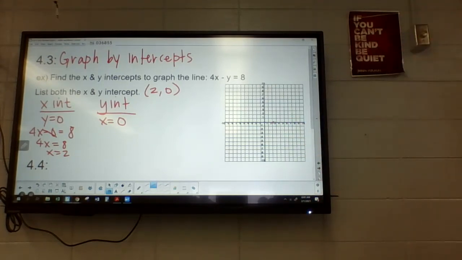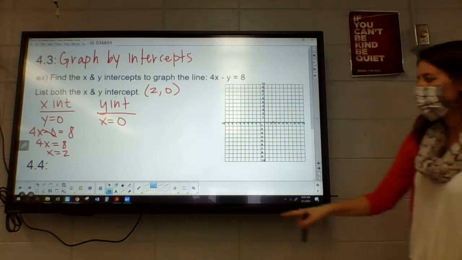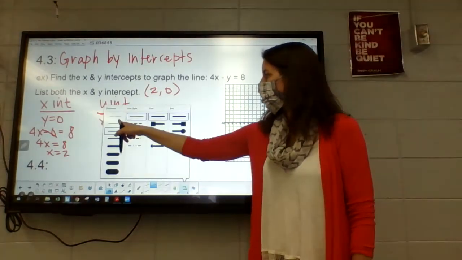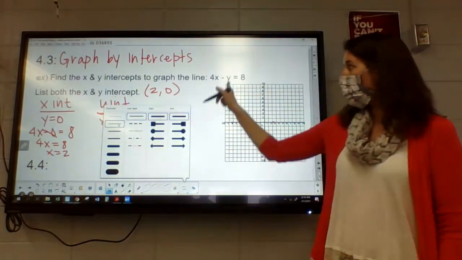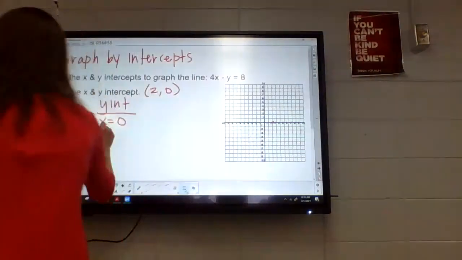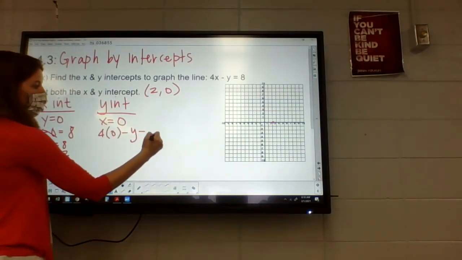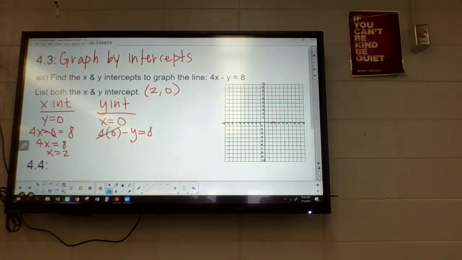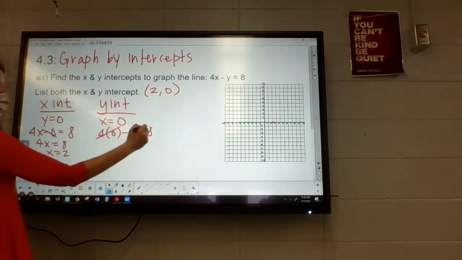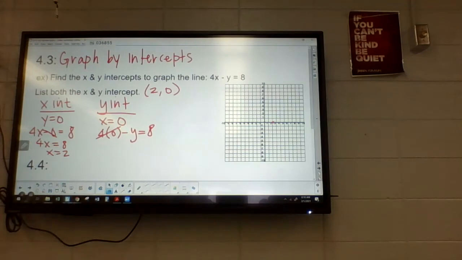All right. Anyway, then our y-intercept is where x equals 0. So when I put 0 in for my x, this first part becomes 0. Sorry, that should be an 8 over here. This time I have a negative y equals 8.